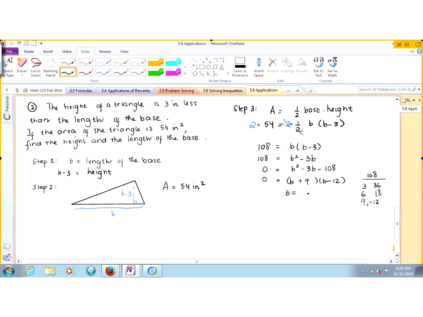So what is B? Negative 9 or B is 12. Right. So this is step 4. B is equal to negative 9 or B is equal to 12? Which one do I take? 12. Why not the negative 9? Base cannot be negative. All right.